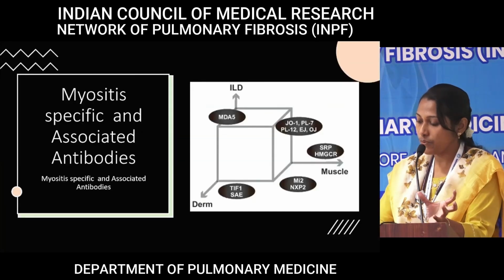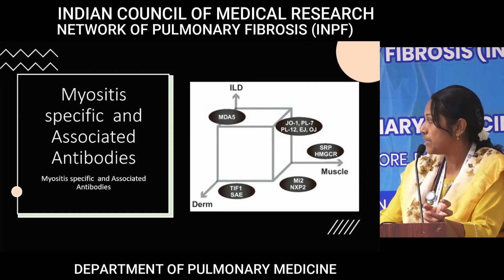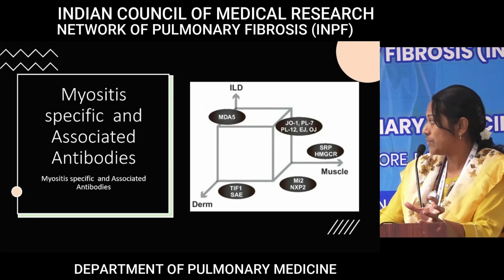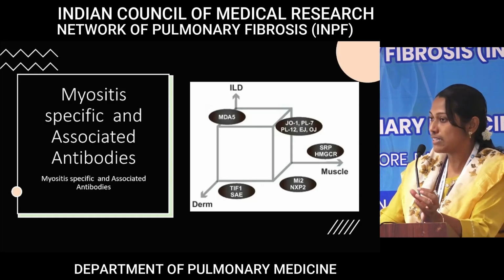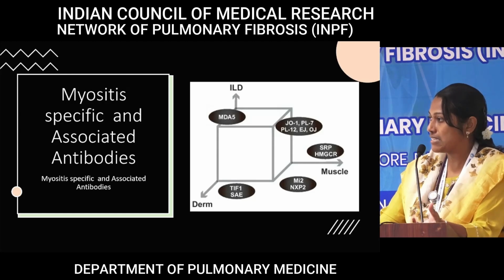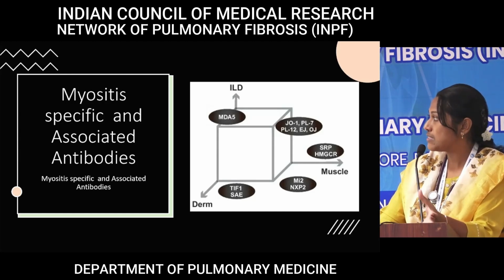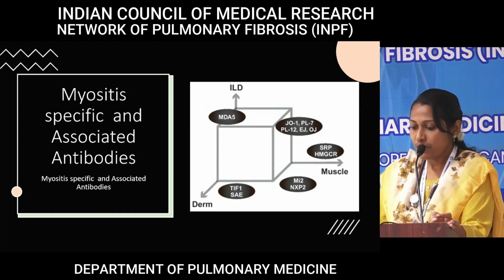So this is how it is. Mostly MDA5 presents with ILD more predominantly, and Jo1, PL7, PL12 present more with muscle predominance. The dermatological manifestation predominant group is the lower one, that is TIF1 and SAE, and they are more prone to get malignancy as well. That subset of patients are at more risk of malignancy. So this is the overall spectrum of IIM.